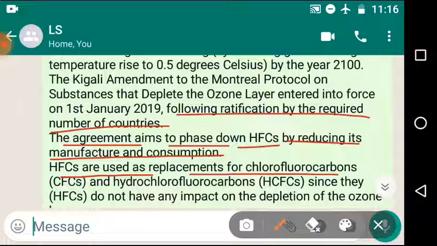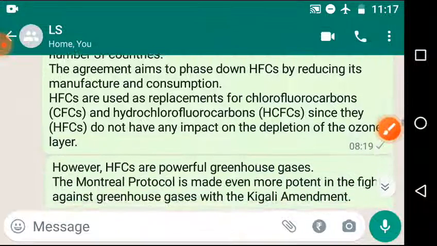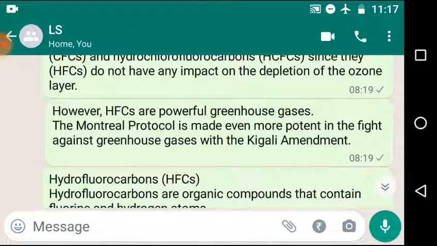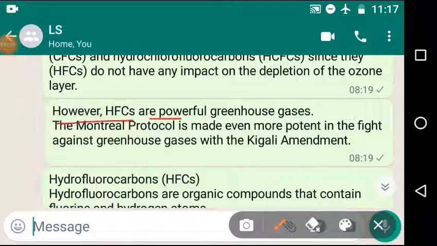Well, hydrofluorocarbon is not causing any ozone depletion, so at that time the members agreed. But at the Kigali Agreement, which is the eighth amendment of the Montreal Protocol, they said to reduce the use of hydrofluorocarbon, although they are not ozone depleting substances, because they are causing global warming. They are a greenhouse gas. However, these hydrofluorocarbons are powerful greenhouse gases, and the Montreal Protocol has been made even more potent in the fight against greenhouse gases with the Kigali Amendment.